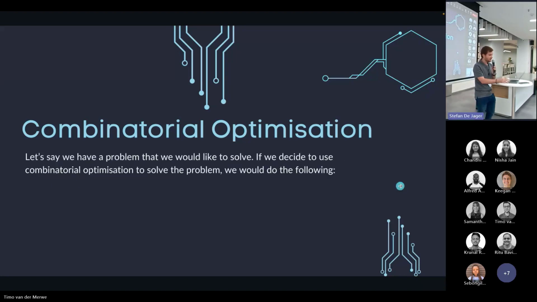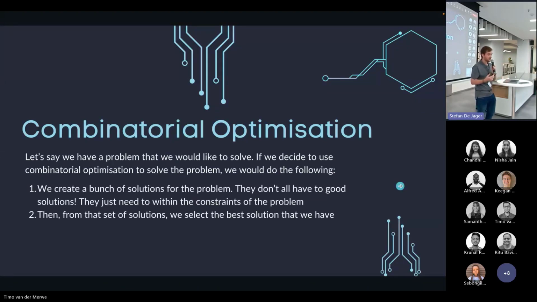So let's say we have some problem that we'd like to solve. If we decide to use combinatorial optimization to solve the problem, we would do the following. We would create a bunch of solutions for the problem. They don't have to be good solutions, it just needs to be within the constraints of the problem. So if the problem that you're trying to solve is adding two numbers together, the solutions that you create would at least need to be numbers. They can't just be completely random values. And then from that set of solutions that you created, you just select the best one that you have.